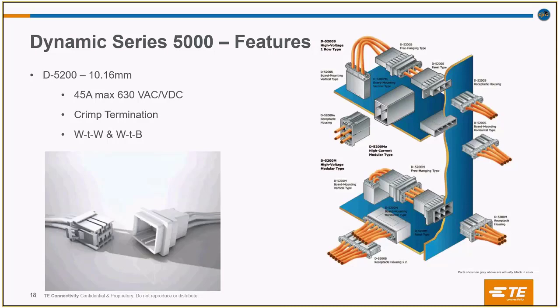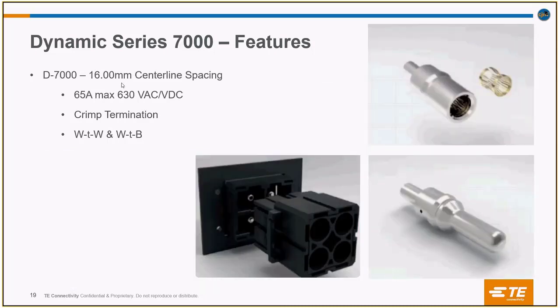Okay, now let's talk about 7000. Center line spacing is 16 mm, 65 amp, 630 VAC VDC, crimp termination, W to W and W to B, wire to wire and wire to board. It again has the 3 plating structures. It's the same tin and gold with 2 thicknesses. The same exact thing I wrote for the D5000, I guess. That's the same plating structures that we have for the D7000 series as well. Okay, so these are the features of dynamic series 7000.